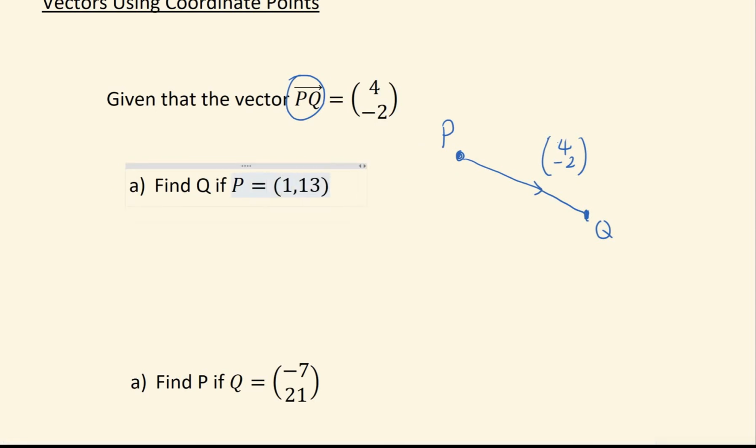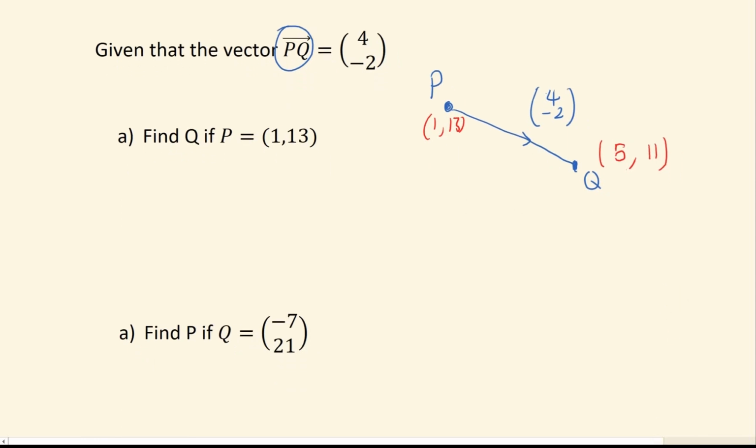Okay, so we know that P is (1, 13). And from this vector, we know I've gone 4 squares along and 2 squares down. So if I go 4 squares along, that means I've gone from 1 across to 5. If I've gone 2 squares down, my height used to be 13. Now my height is going to be 11. Okay, and that's all there really is to it.